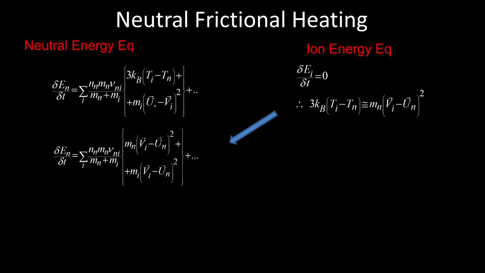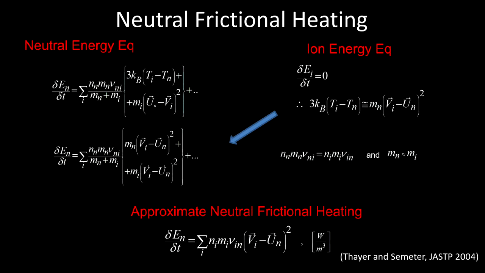So if we stay with the neutral energy equation, but we take the ion energy equation and say, hey, we've got this expression for Ti minus Tm, why don't we just go ahead and toss it in there, and then we can break this equation down a little further. We use a little bit of momentum conservation between collisions to switch some collision frequencies around, and we get an expression that some people call the neutral frictional heating rate.